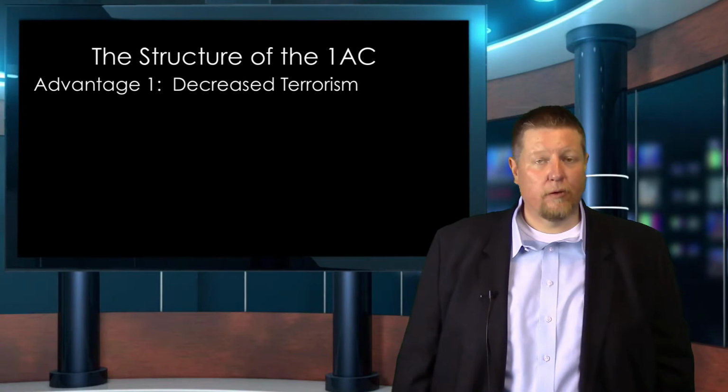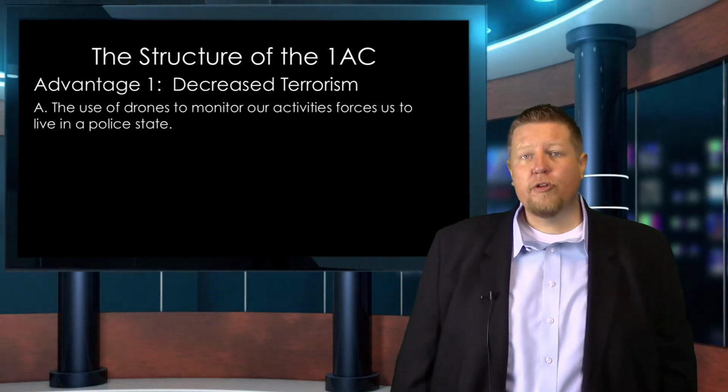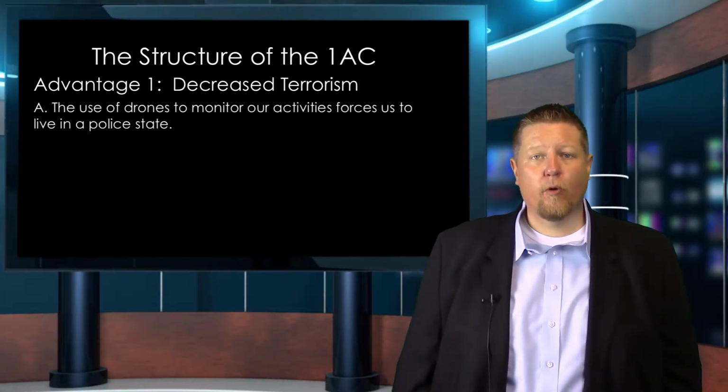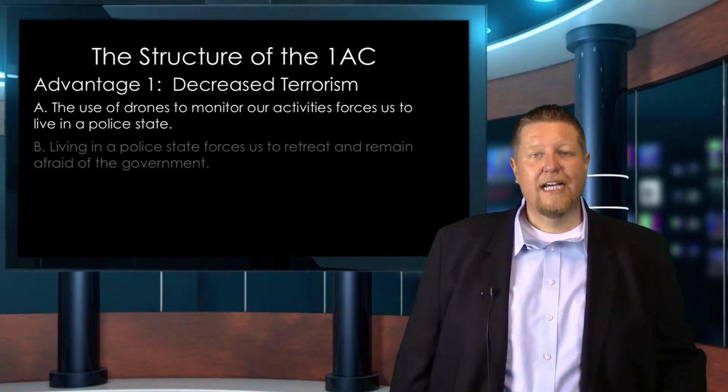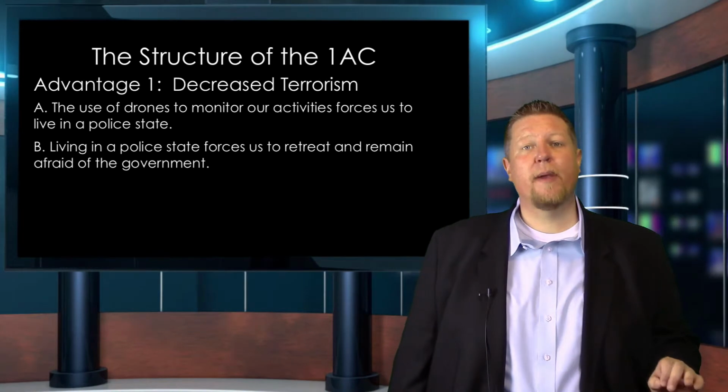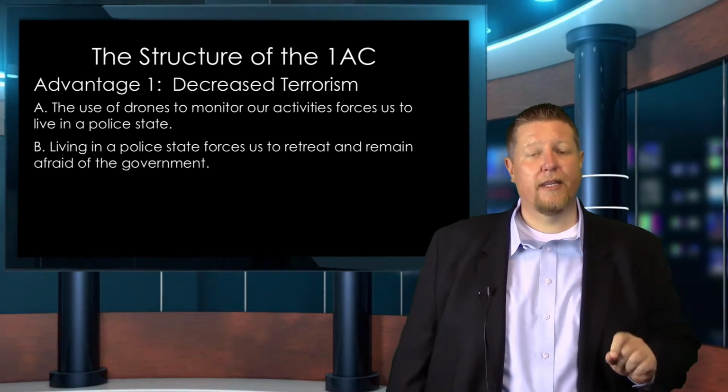Advantage 1, terrorism. Subpoint A. The use of drones to monitor our activities forces us to live in a police state. Then the citation, then the evidence. Subpoint B. Living in a police state forces us to retreat and remain afraid of the government. Then the citation, then the evidence.